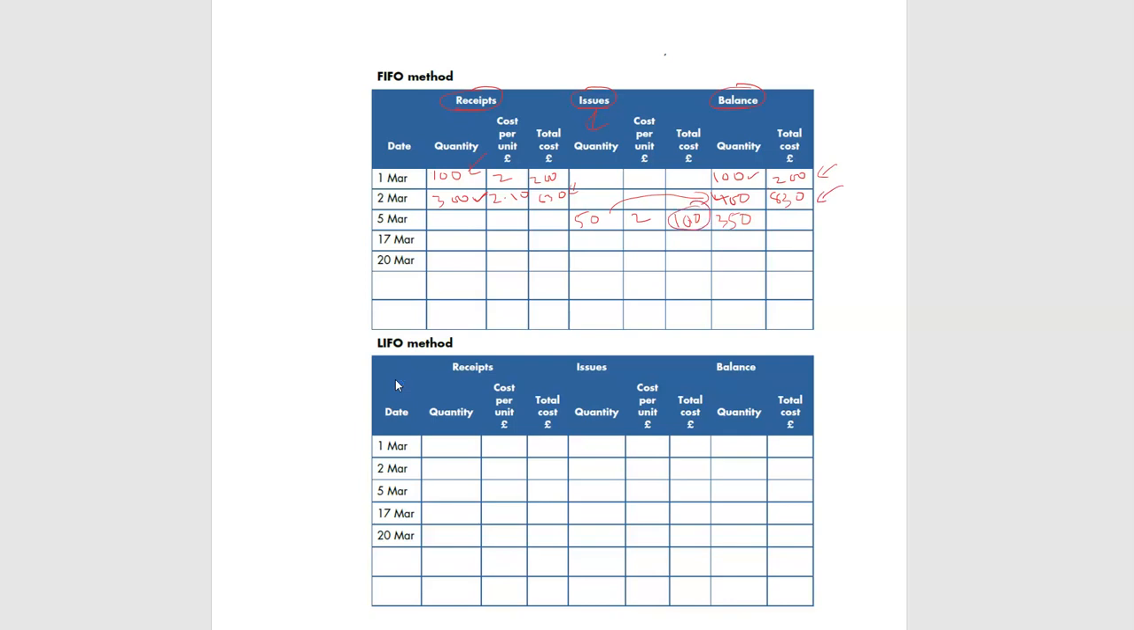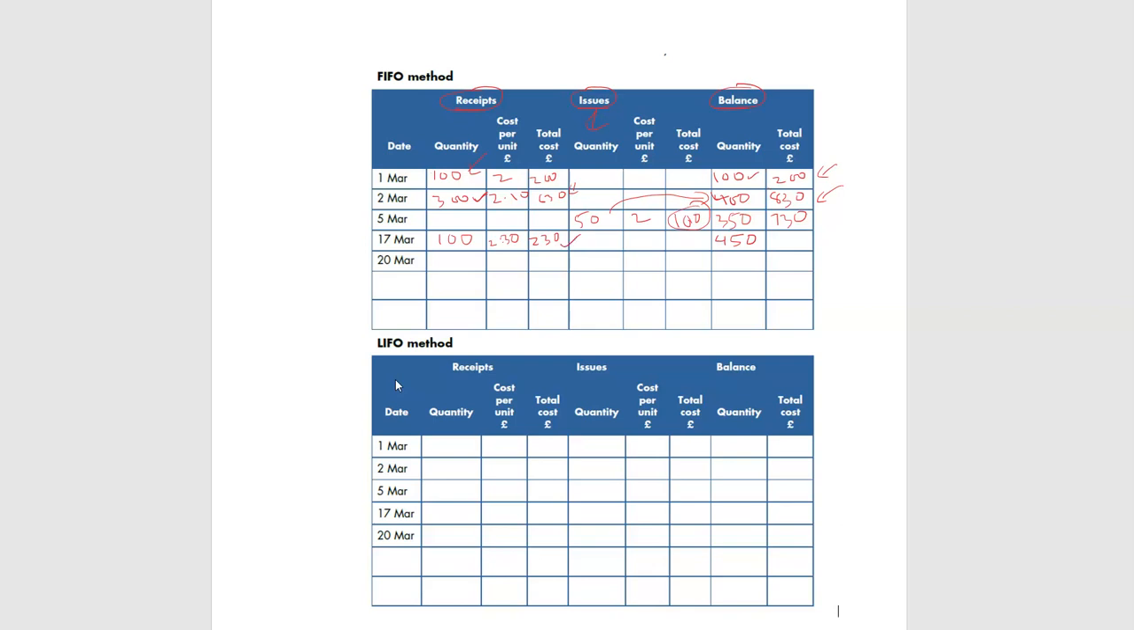And the next one, 17th of March, we buy another 100 units. The cost is £2.30 per unit, and the total cost is 230. And after that we need to see how much the new balance is. So you already have 350 plus 100, so it will be 450 now. 450, and the new cost will be 730 you already have, plus 230 added, so that gives me 960.